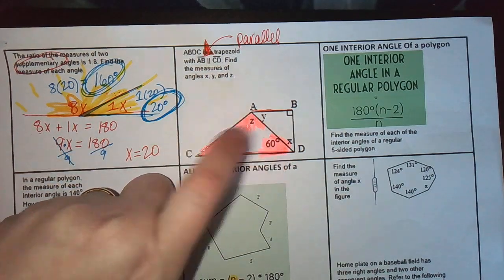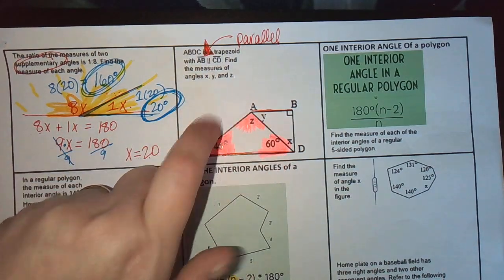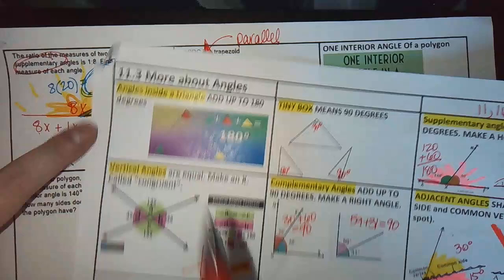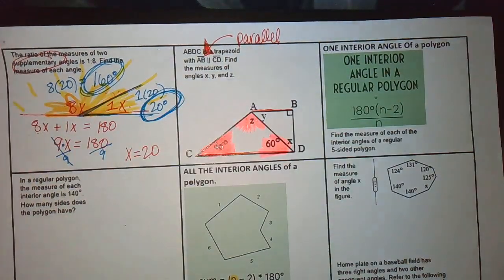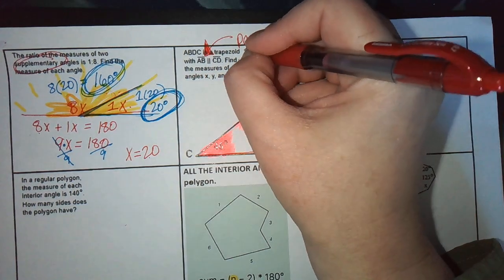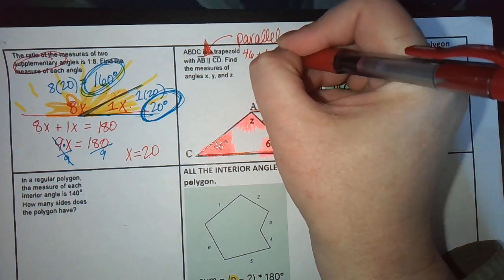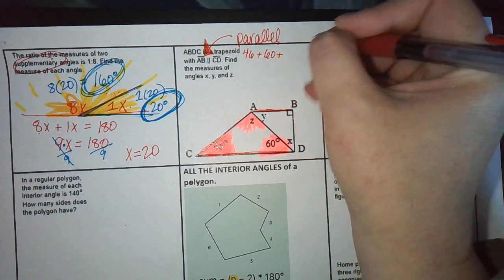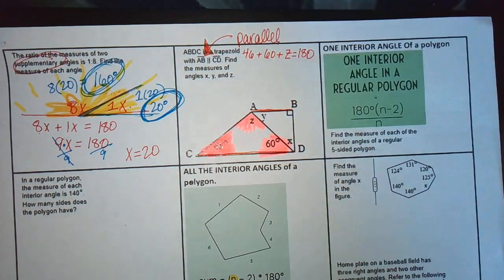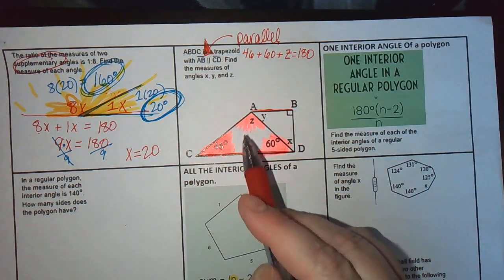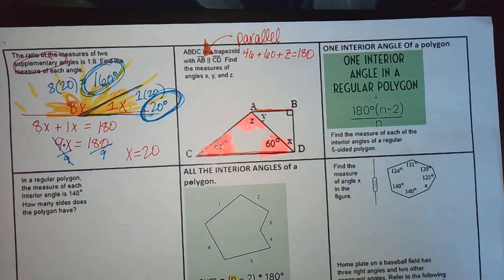What do 3 angles in a triangle make? What do they add up to be? Well, angles inside a triangle add up to be 180. So this 46 plus this 60 plus whatever your z is going to be 180. So all three of these angles add up to 180.